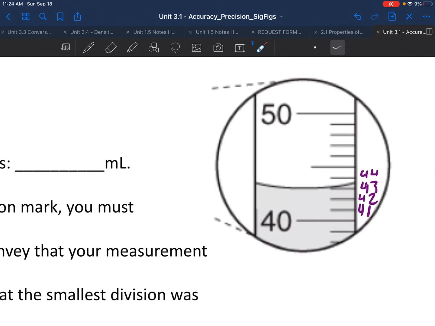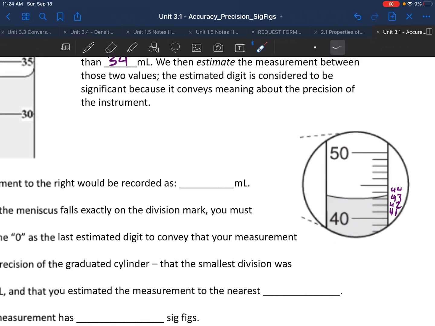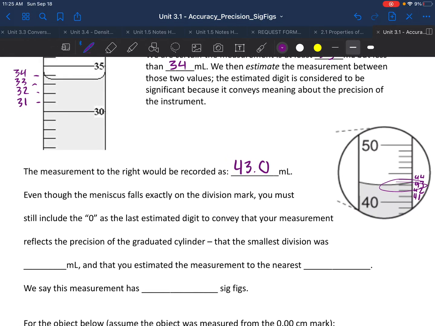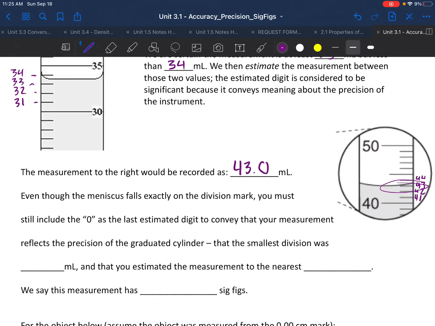If I zoom in on it, I already have the numbers recorded here. This line almost seems like it hits exactly at 43 milliliters. But because of needing to estimate one place further, I'm going to record it as 43.0 milliliters. We can tell that it's exactly at 43. So we have to include that 0.0 to convey that our instrument goes by 1 milliliter increments.